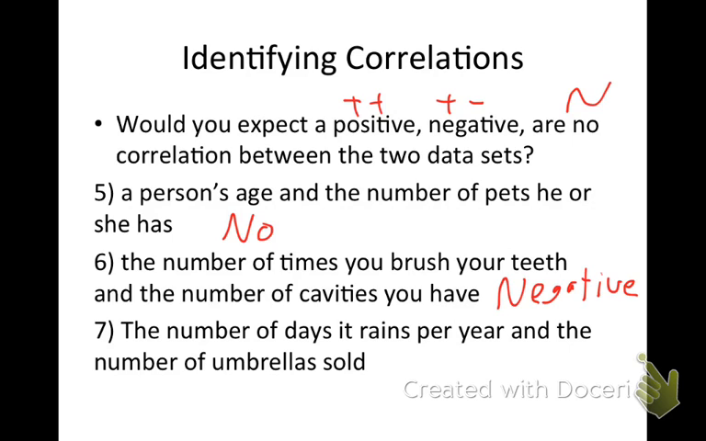7, the number of days it rains per year and the number of umbrellas sold. If it's monsoon season, you think people are going to go out and buy some umbrellas? So that's going to be a positive correlation. Okay, so yeah, the correlations, as you're looking at the numbers, on average, what would you expect?